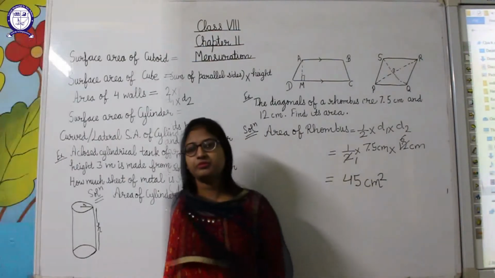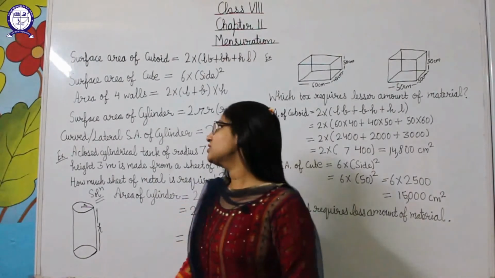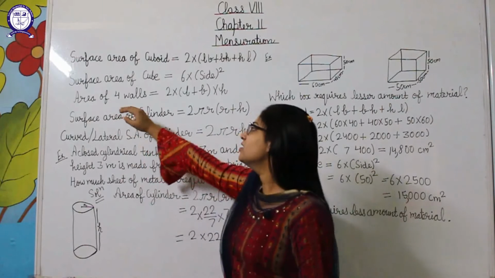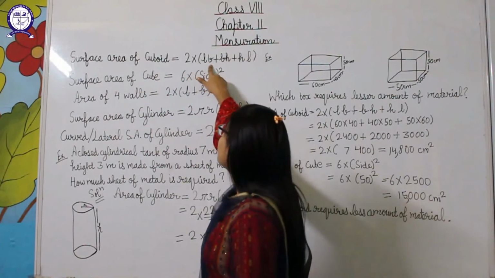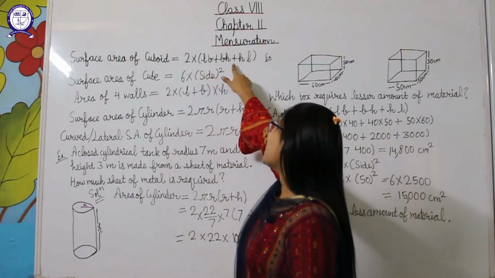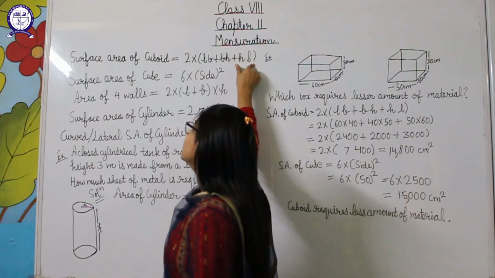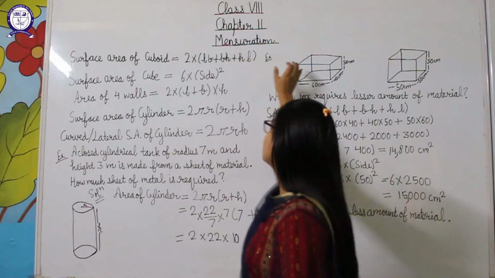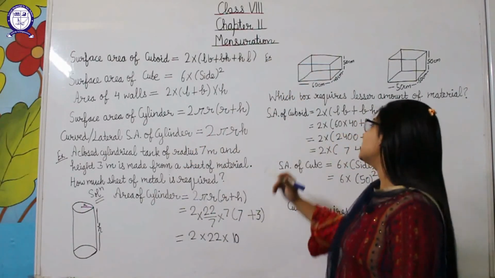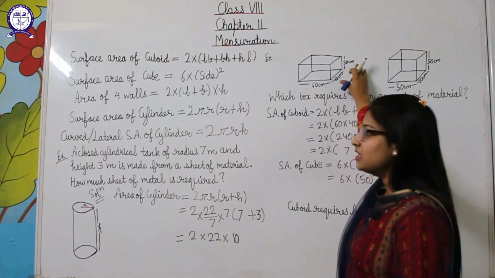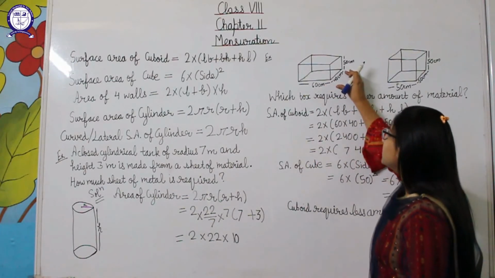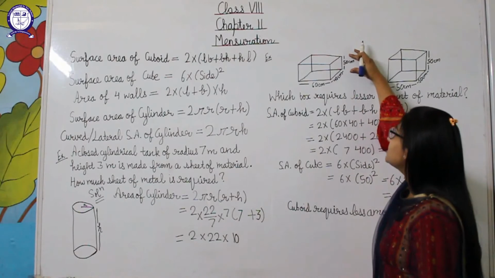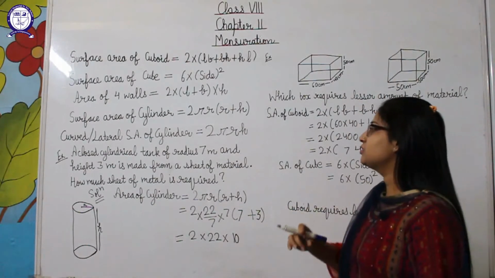Okay students, now the next topic is about the surface area. So the surface area of a cuboid, the formula is 2 into length multiply breadth plus breadth multiply height plus height into length. So this is the surface area of a cuboid. So students, what are length, breadth and height? This is the cuboid. Here this is the length 60 centimeter, this is the breadth 40 centimeter, and this one is the height 50 centimeter.